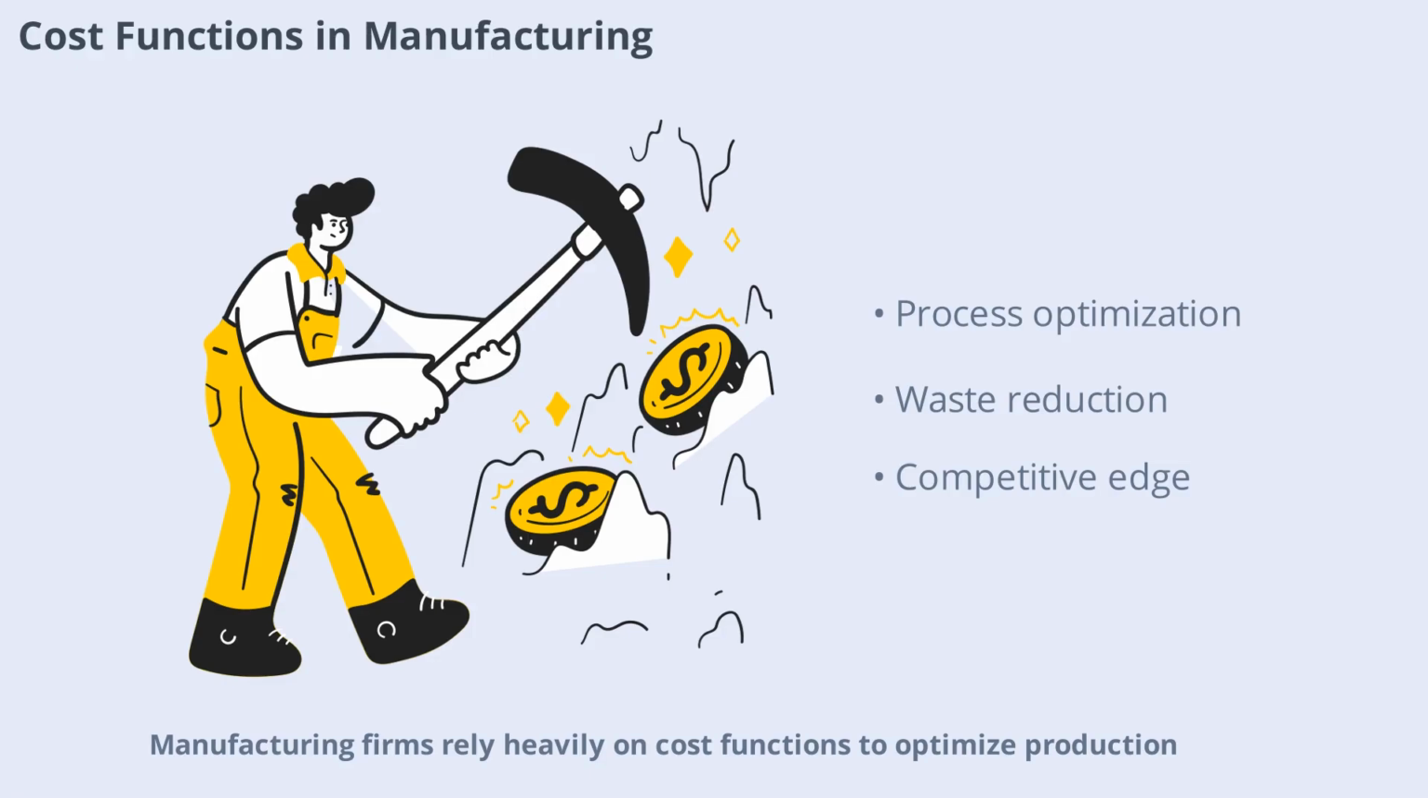Manufacturing firms rely heavily on cost functions to optimize production. They analyze fixed and variable costs, monitor efficiency, and adjust processes to minimize waste. Accurate cost functions help manufacturers remain competitive, especially in industries with tight margins and global competition.